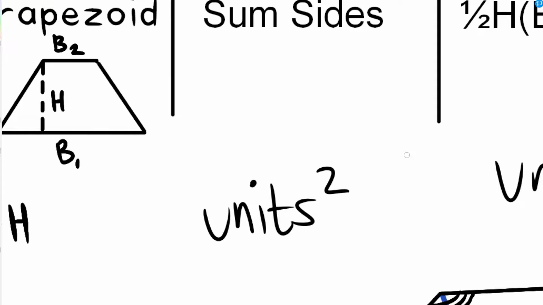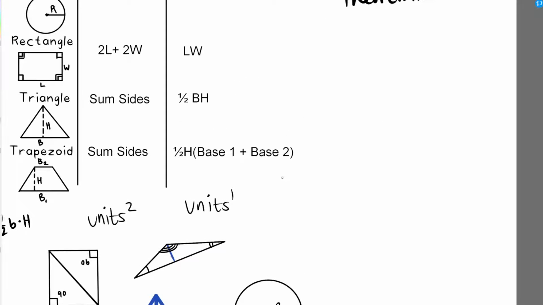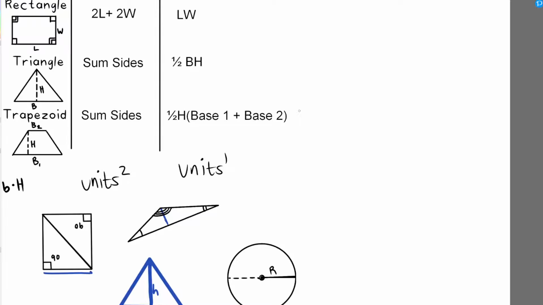Then for the trapezoid, same case as with the triangle, where you're going to have to sum sides. They don't all have the same sides each time. So the formula for the area of a trapezoid is 1/2 times height times base 1 plus base 2.